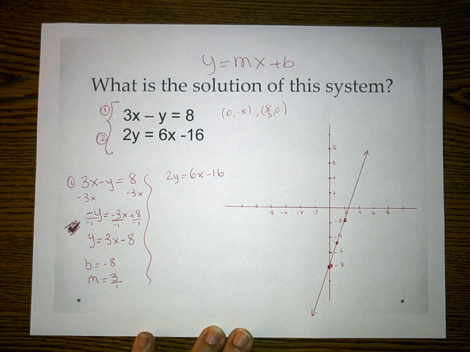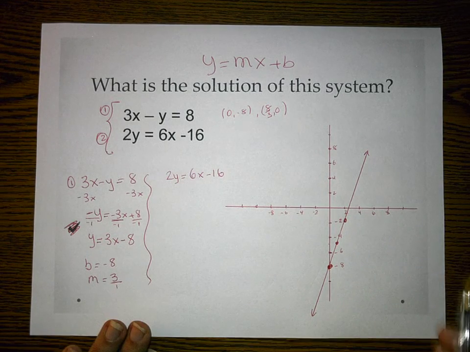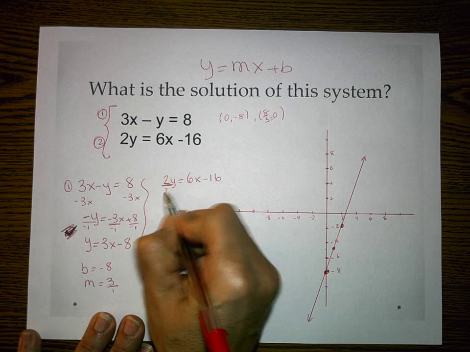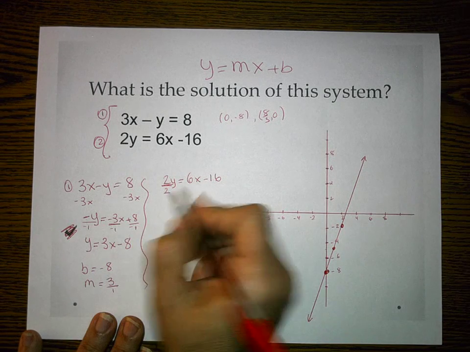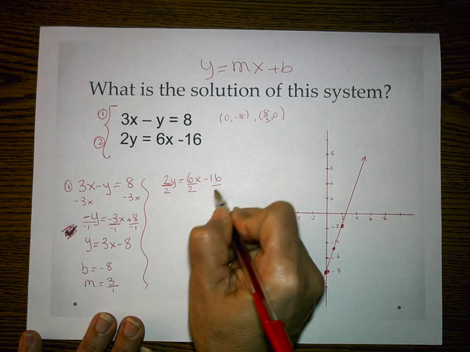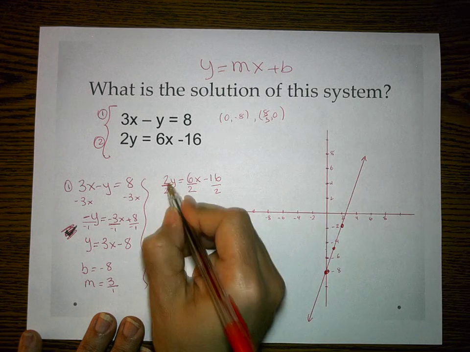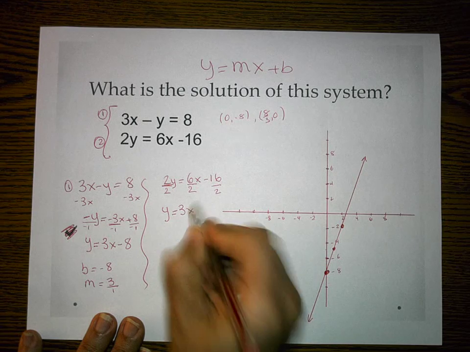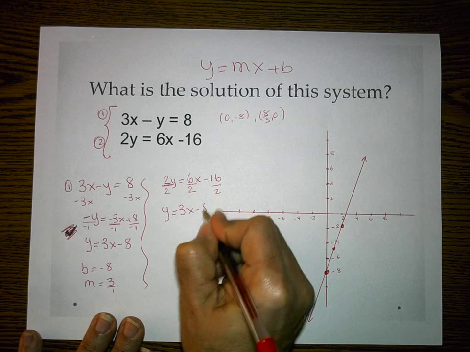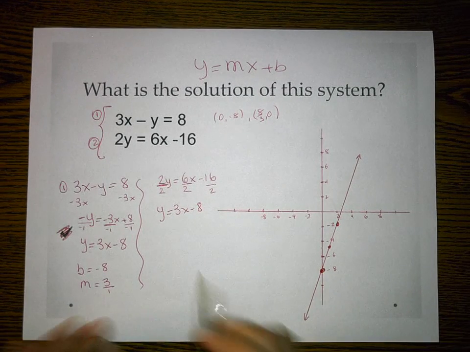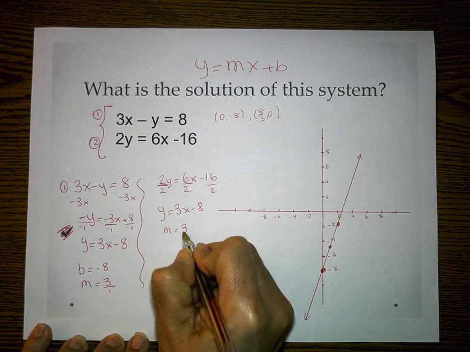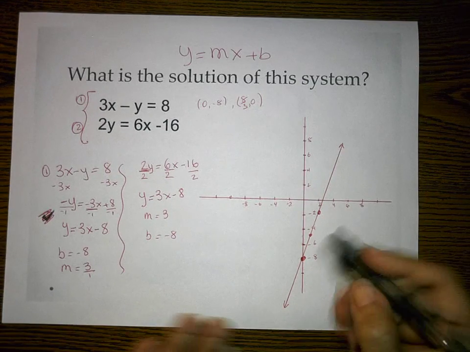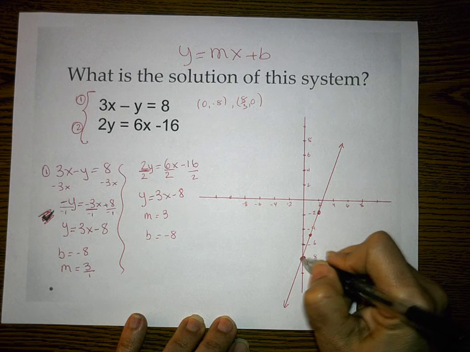Okay. Now let's take a look at this other one. All I have to do is get y by itself. So I would divide by a 2. Here I divided by a negative 1. Here I'm dividing by a 2. So if I divide by 2, I get y equals 6 divided by 2 is 3. A negative 16 divided by 2 is negative 8. So the slope is positive 3. The y-intercept is negative 8. So it happens to be exactly the same line. It didn't look that way, but the y-intercept is negative 8.